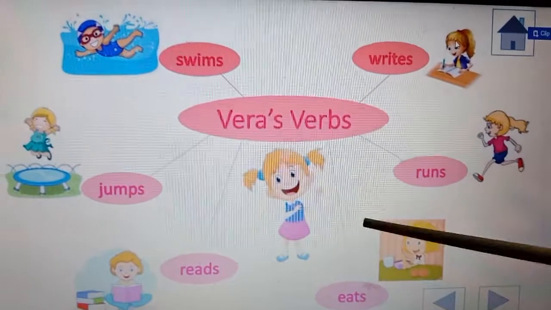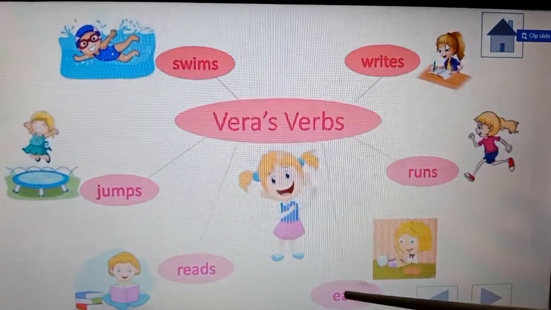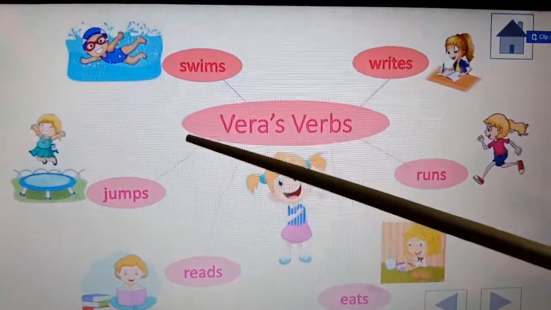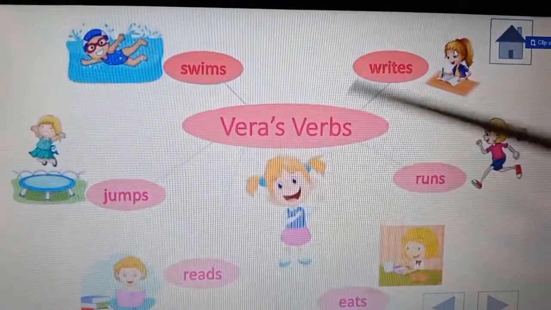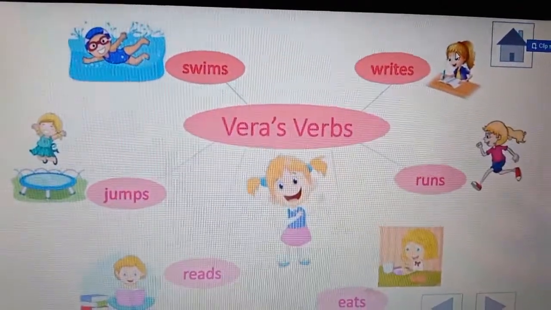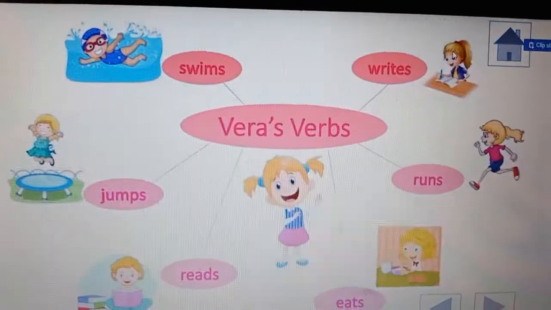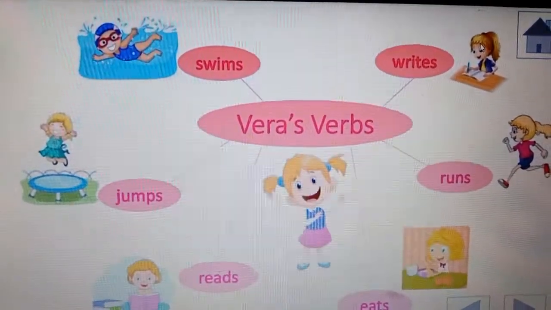Vira's actions, in other words, what she is doing: writes, runs, eats, reads, jumps, swims. These are Vira's verbs, or a few more examples of action words or verbs. Hopefully now you will be able to understand what a verb is.